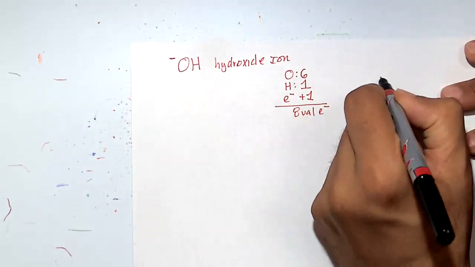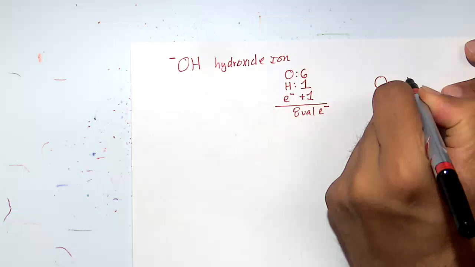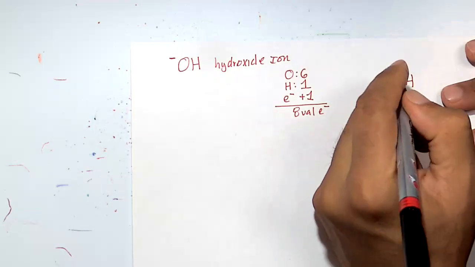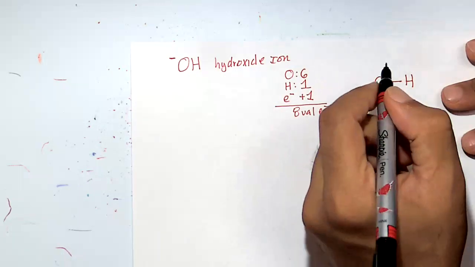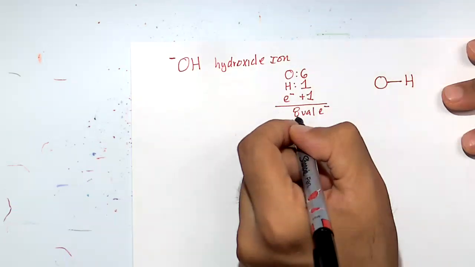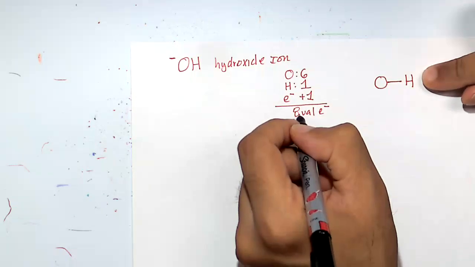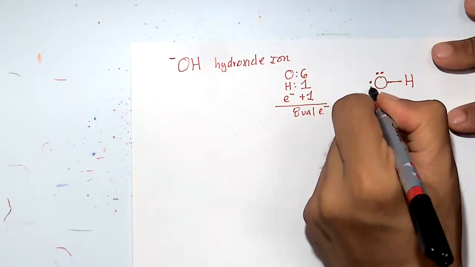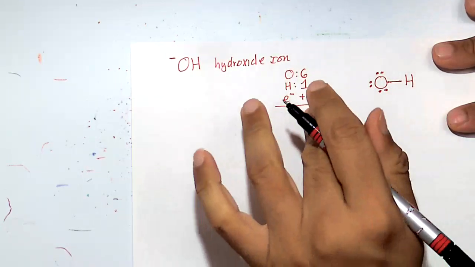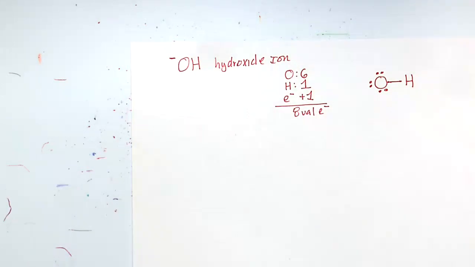So here we go. I have my oxygen bound to my hydrogen. 1, 2. Where will 3, 4, 5, 6, 7, and 8 go? Will it go on the hydrogen? No. 1, 2, 3, 4, 5, 6, 7, 8. I got my 8 electrons. Now let's do our formal charge and octet rule considerations.